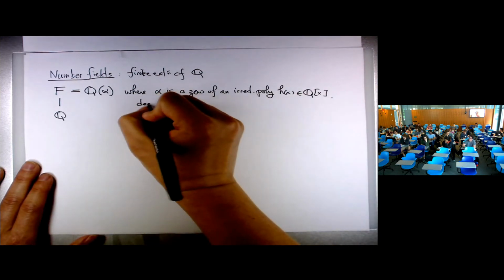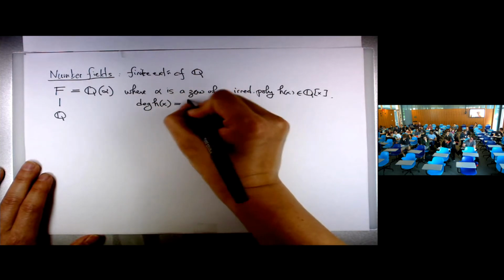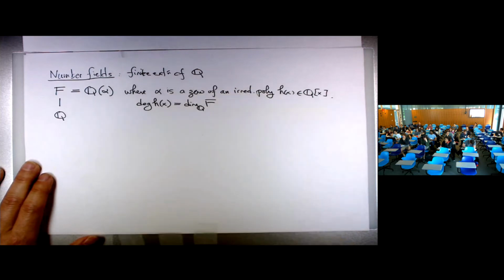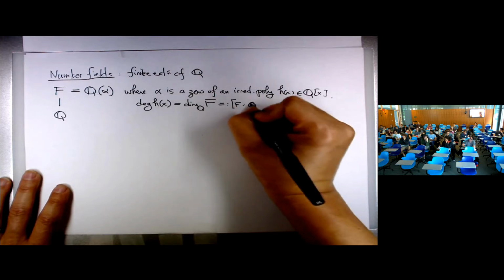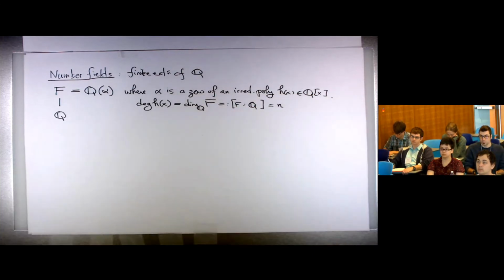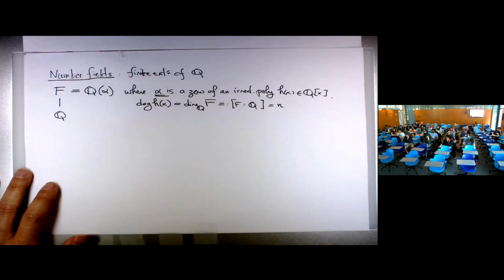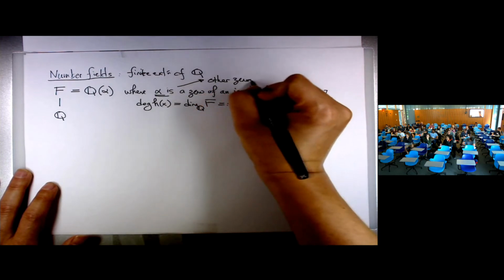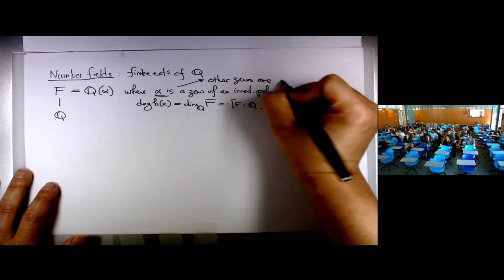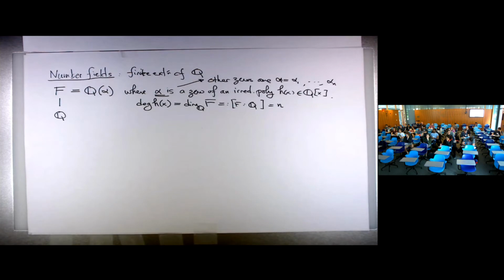So the degree of h(x) is the same as the dimension of this F as a Q vector space. Sometimes we write this as [F:Q]. We're going to use n to denote that degree of the extension. And I have this alpha to be a zero of this irreducible polynomial. Let me write all the zeros, maybe including alpha here, as alpha 1 through alpha n.